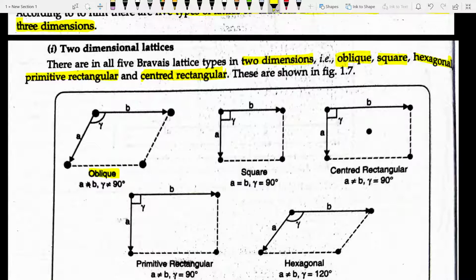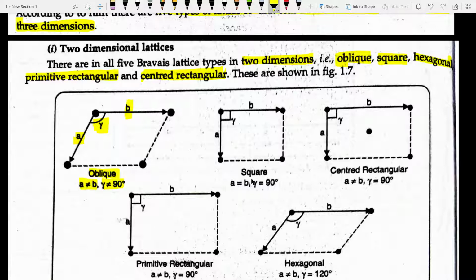So in oblique lattice the primitive unit vectors are unequal in size and the angle between them is not equal to 90 degree. So here this and this primitive unit vectors are not equal and this angle is not equal to 90 degree. So this is called oblique lattice.